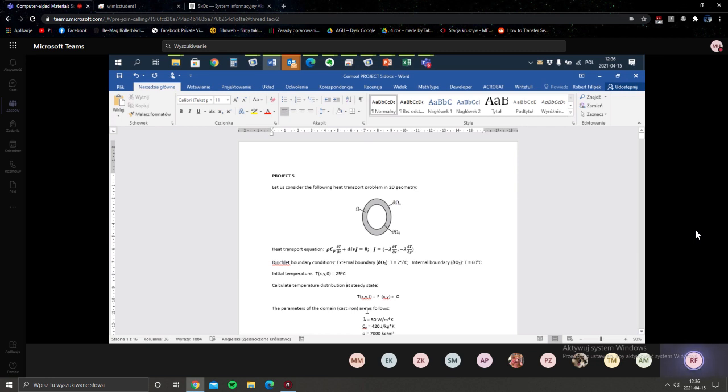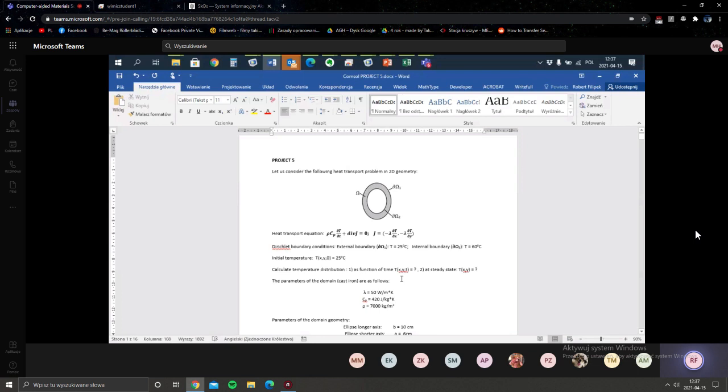Let us calculate the temperature distribution in two cases. One is as a function of time, and the second one is steady state. In the first case, this will be exactly like this. In the second case, I will forget about this, and it will be just temperature as a function of x, y. And here we have the parameters.